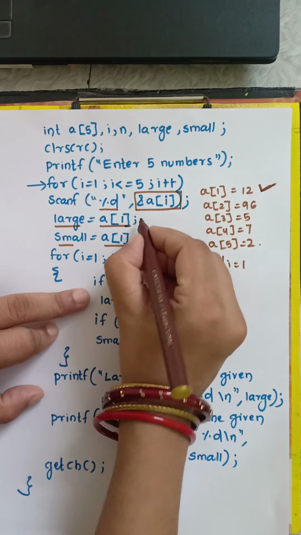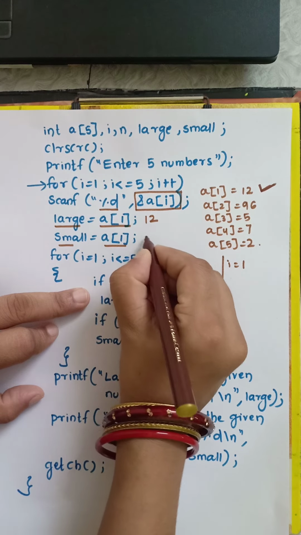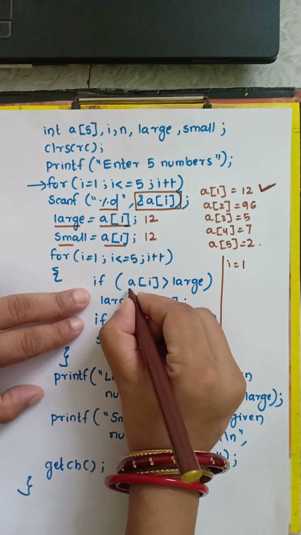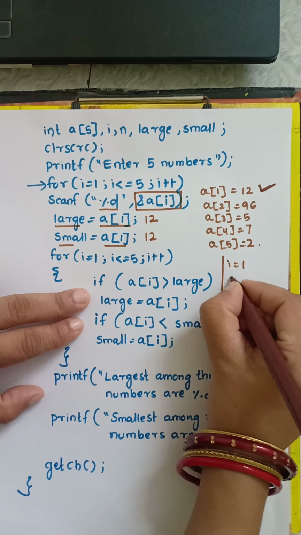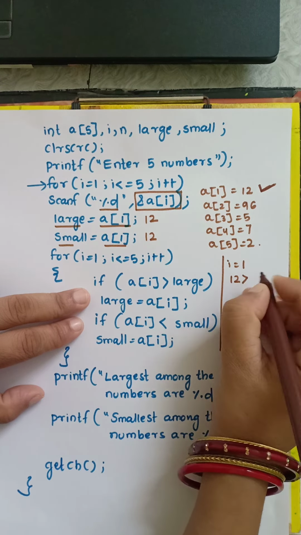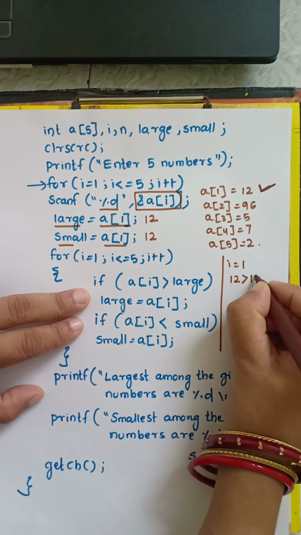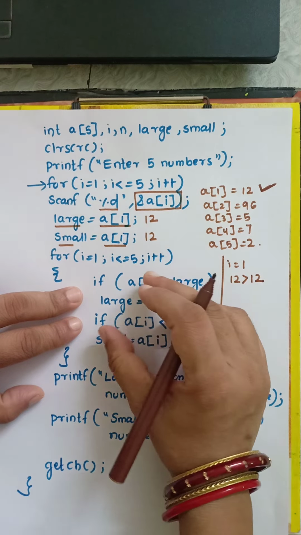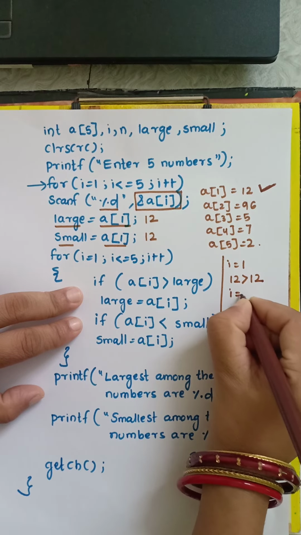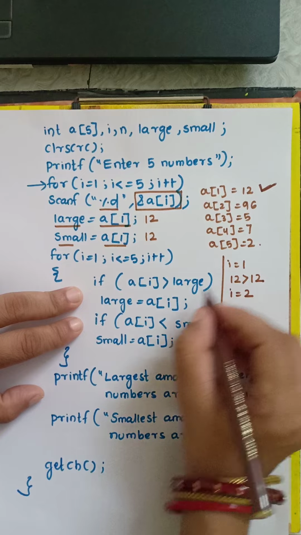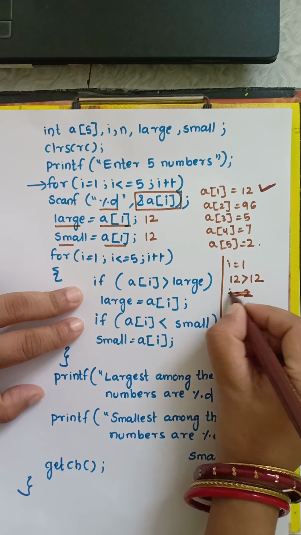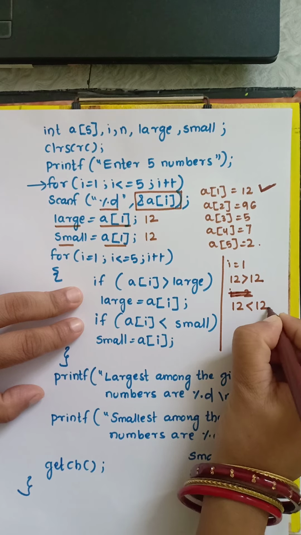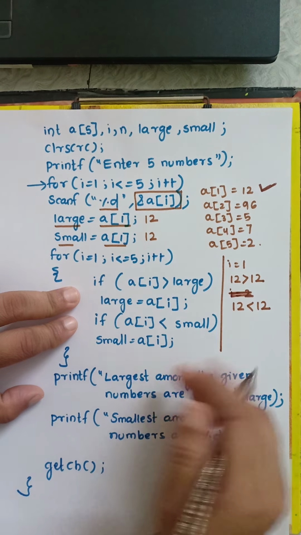So what is the value of large here? 12. And what is the value of small here? 12. Both the values are the a1 value. So now we compare the a1 value, 12, is it greater than larger, 12 greater than 12? No. If no, then this one is false. Next we check i equals 2. Here again we check another condition: 12 is less than 12? No. So no values are displayed here.